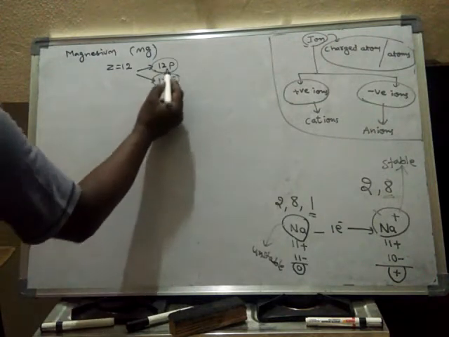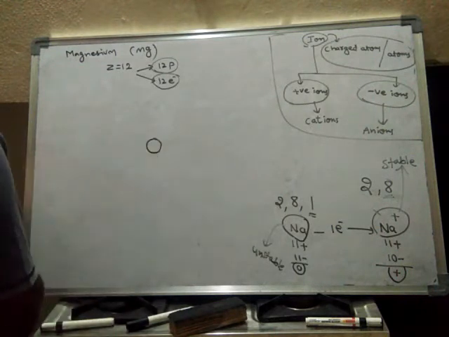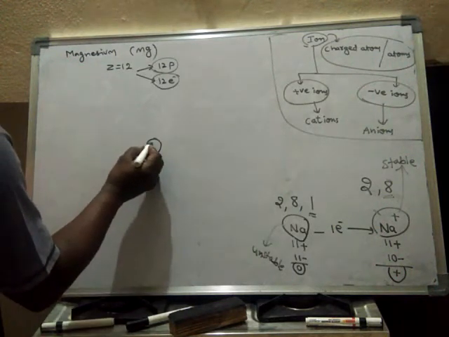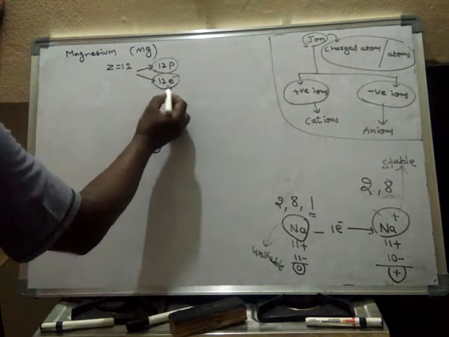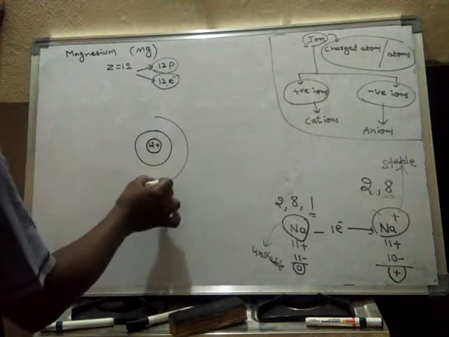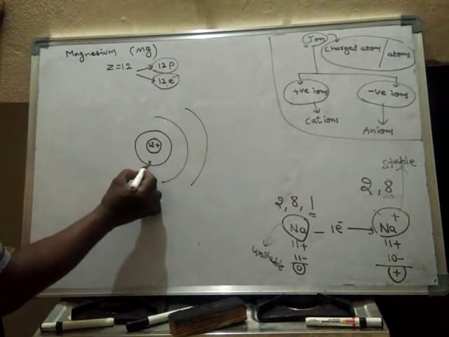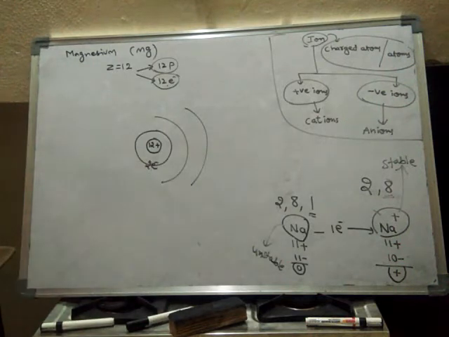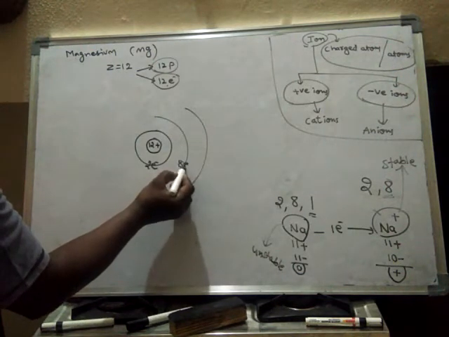If you observe the atom of magnesium, and this is the nucleus, it has 12 positive charges in the nucleus, because protons are present inside the nucleus only, and 12 electrons are present outside the nucleus. This is the first orbit, second orbit, third orbit. The first orbit always contains only 2 electrons. It cannot hold more than 2 electrons. Now the second orbit, 8 electrons.